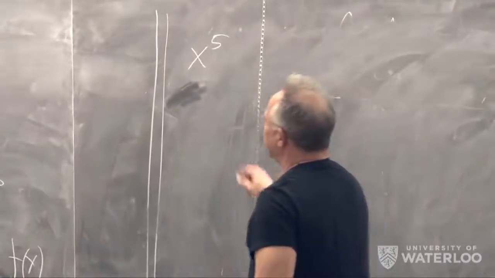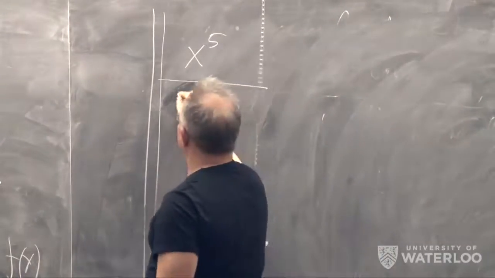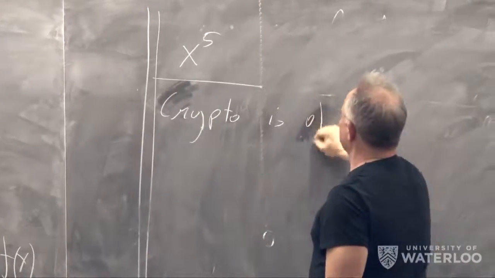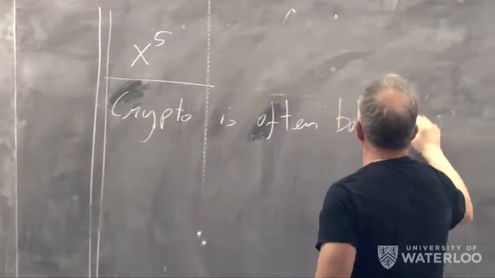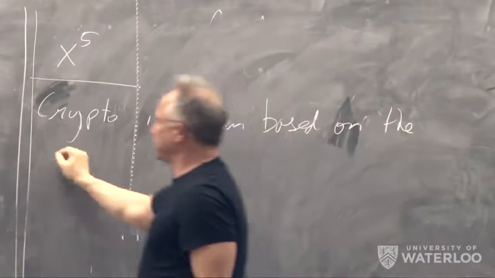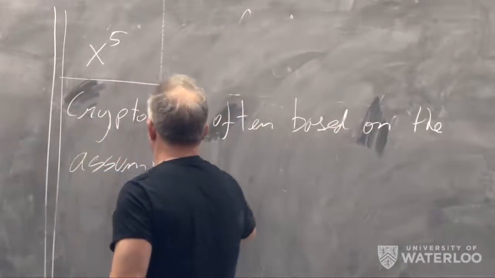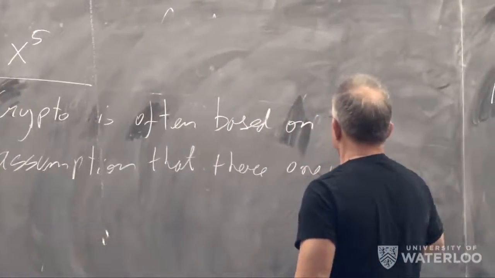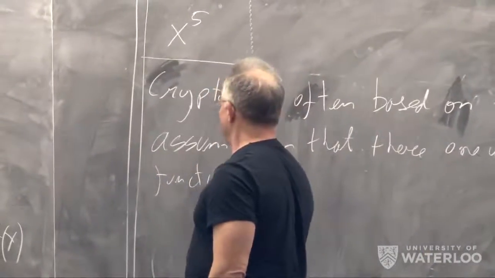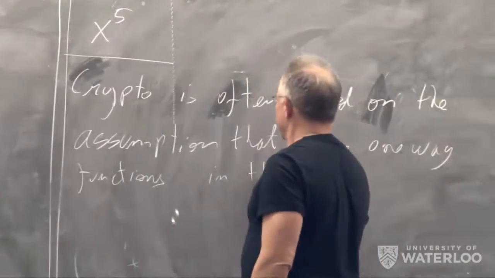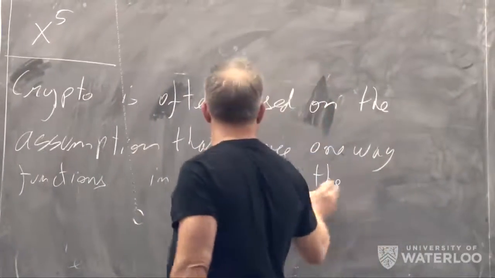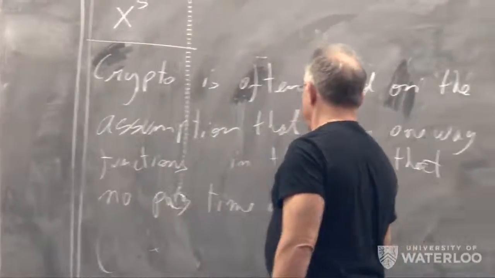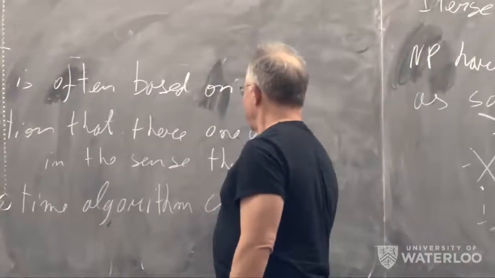But there are functions, and cryptography is often based on the assumption that there are one-way functions, in the sense that no polytime algorithm can invert them.